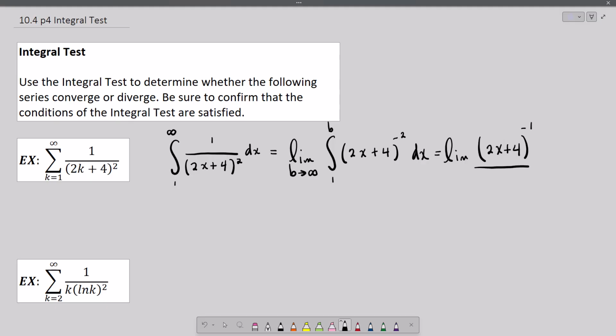We divide by the new exponent. But then we also have to do RCR. This is not a 1 right there, so we have to take it into consideration by dividing by the derivative of the base. Reverse chain rule. And this has limits of integration 1 up to b.